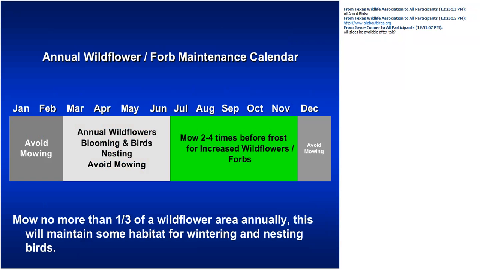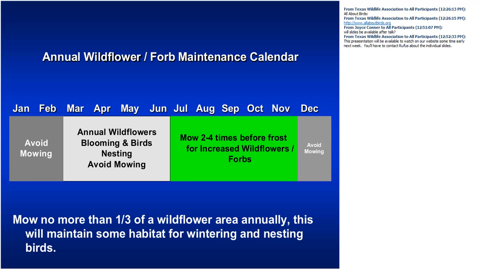Again, don't do any more than maybe a third of the area. What this does is it encourages and increases forbs and the insects that are living on those forbs, and can make great brood habitat. So it's a way to add diversity to your grassland area.